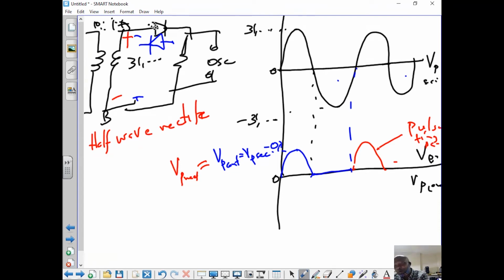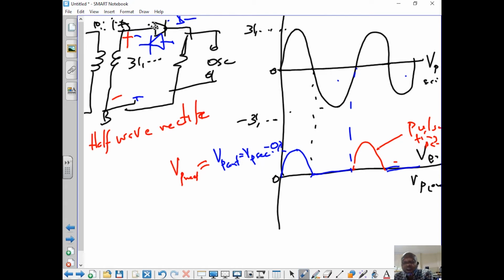Flows, doesn't flow. Now, as you can see, I drew 2 cycles there. Now, look at it, guys. Again, very, very important. I showed you V peak rectified, which in the textbook some people refer to as V peak out, is V peak secondary minus how much? 0.7.